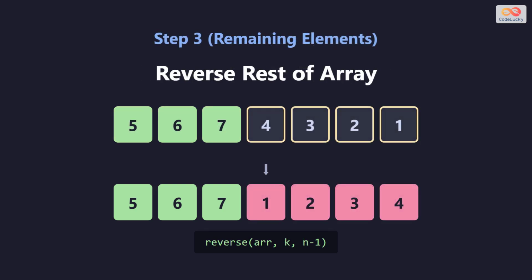Step 3 handles the rest. We reverse the remaining elements from index k to the end. The sequence 4, 3, 2, 1 becomes 1, 2, 3, 4. The array is now fully rotated.